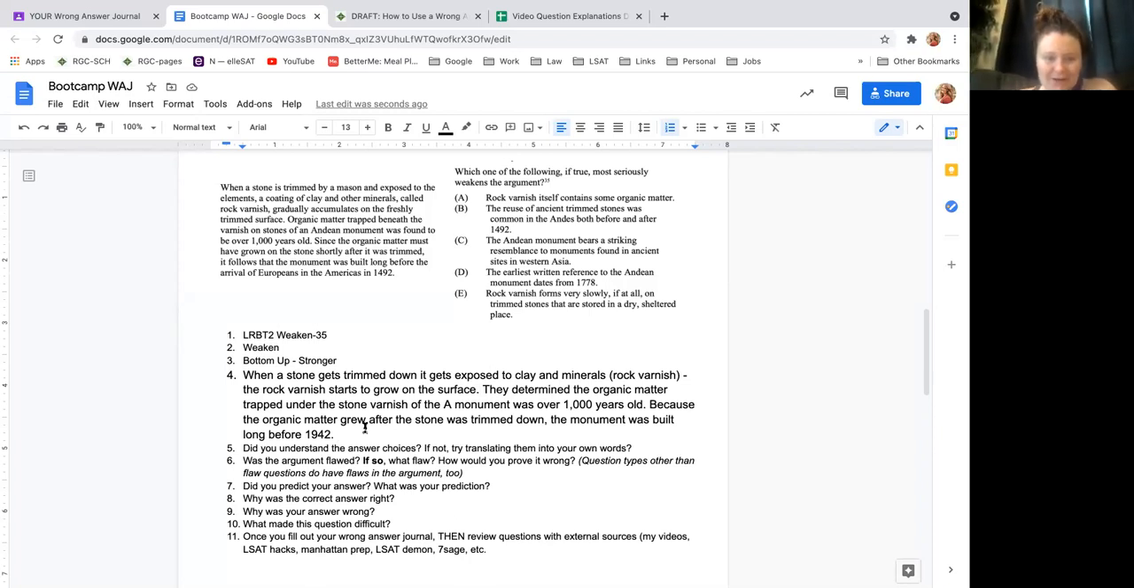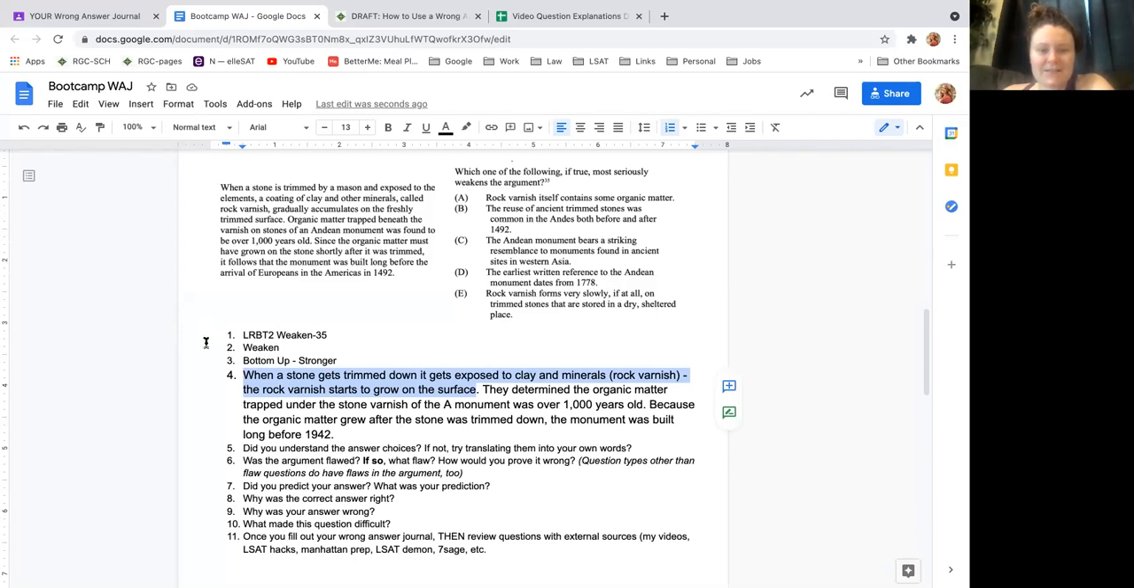So this first part where it says, when a stone is trimmed by a mason and exposed to elements, a coating of clay and other minerals called rock varnish gradually accumulates on the freshly trimmed surface. So in my own words, I said that when a stone gets trimmed down, it gets exposed to clay and minerals, and that's what we call rock varnish. And then the rock varnish starts to grow on the surface.